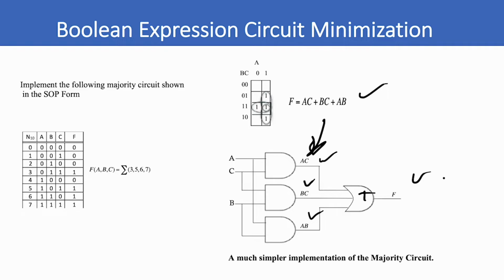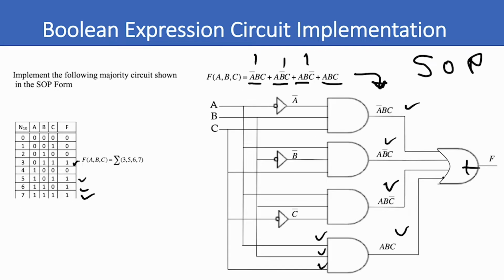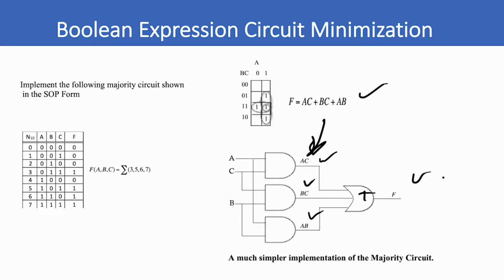Much simpler than this one here. This was the non-minimized circuit. It had 5 gates and 3 inverters. This one has 4 gates, 3 ANDs and 1 OR, and no inverters. So a much simpler implementation. Fewer gates, less logic, less real estate, less power. All good things.